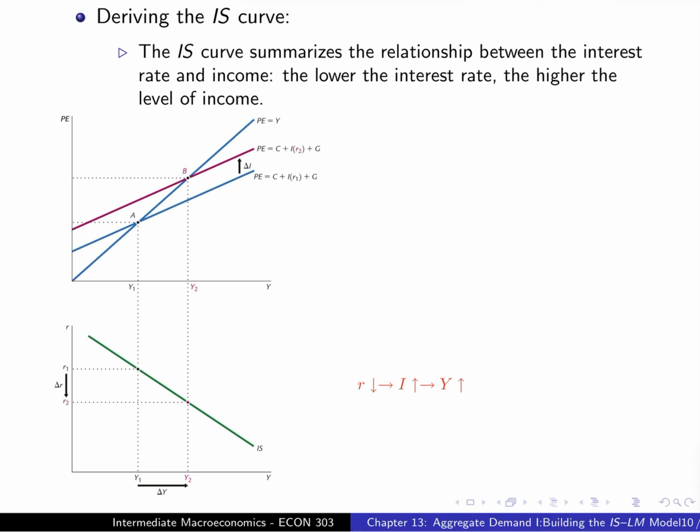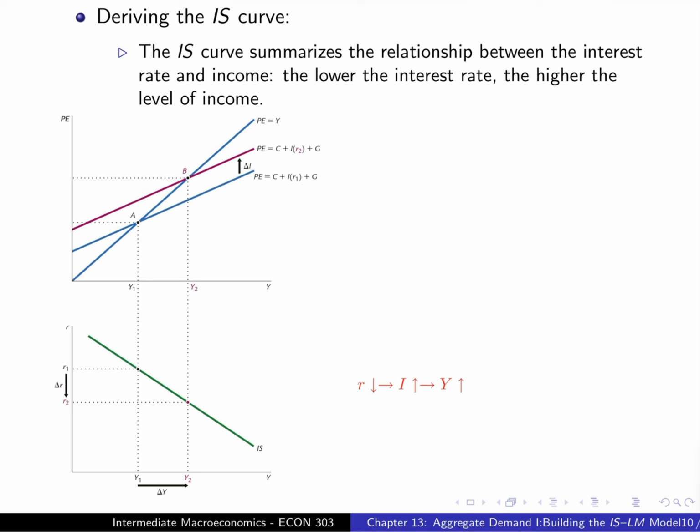in equilibrium. The key idea is that a decrease in the interest rate leads to an increase in investment, which causes an increase in planned expenditure, resulting in an increase in output. This is why the IS curve slopes downward.